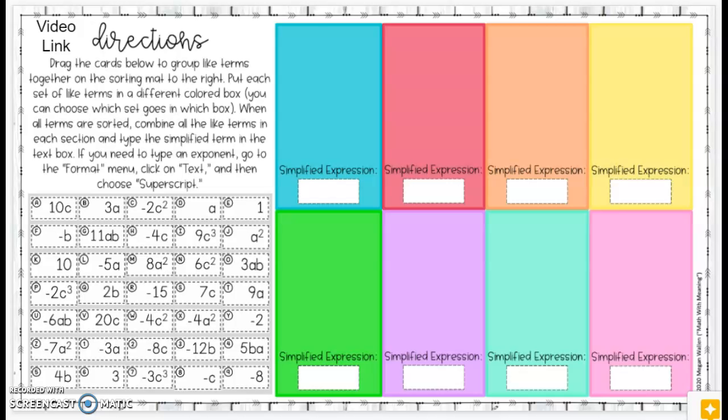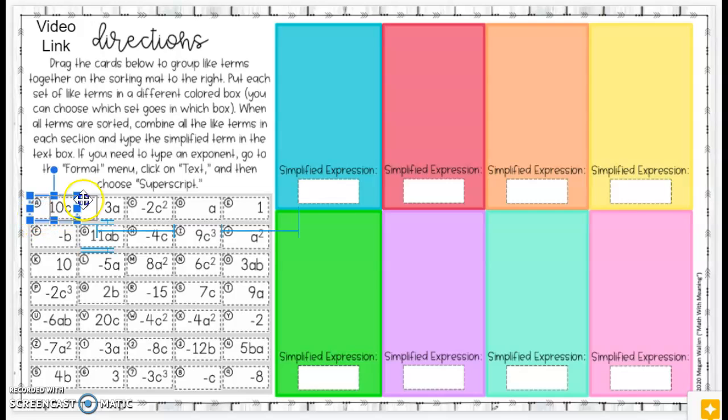Then you're going to go to this slide and you're going to follow the directions. You're going to drag the cards below to group the like terms together on the sorting mat, which are these colors here to the right. Put each set of like terms in a different colored box. You can choose where they go. When all terms are sorted, you're going to combine the like terms in each section and type in the simplified term in the text box, this box right here. If you need to type an exponent, go to Format, click Text, and then click Superscript. I'll show you that in just a moment.